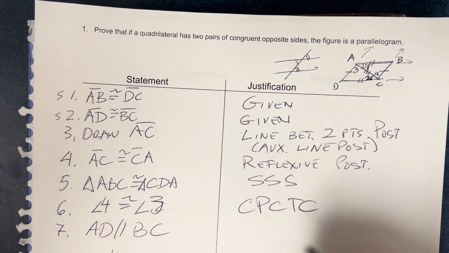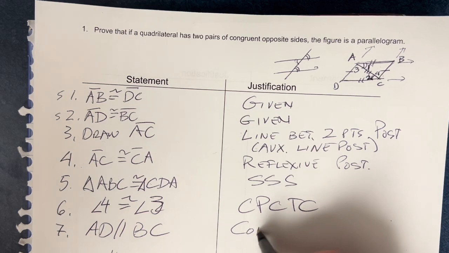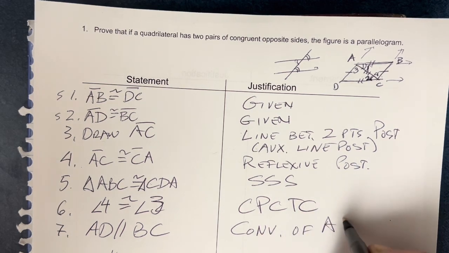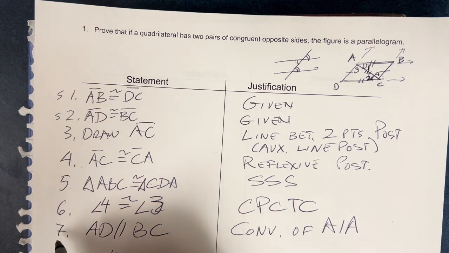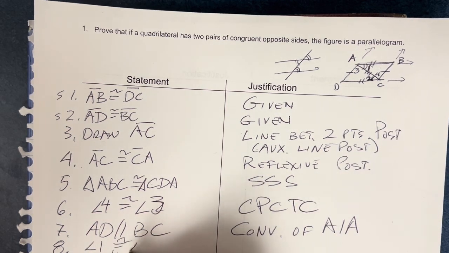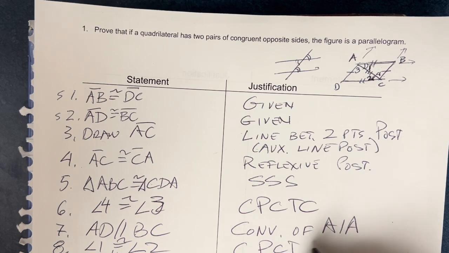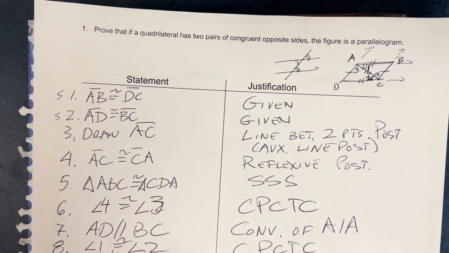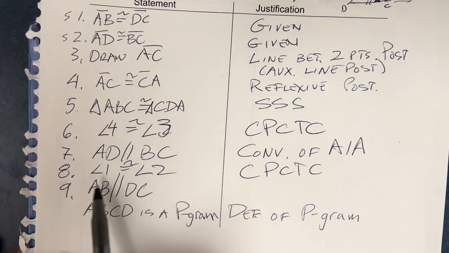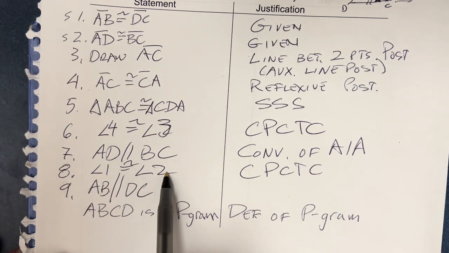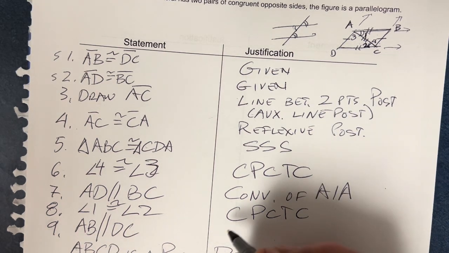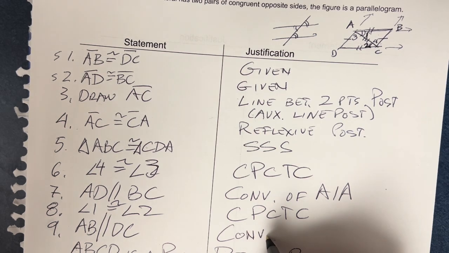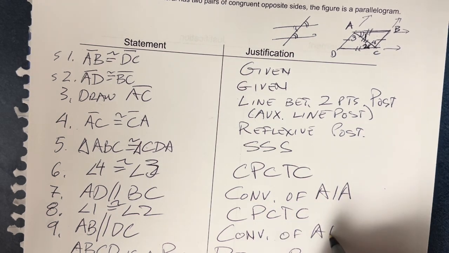to BC, and that is the converse of AIA. Shown the alternate angles are congruent, so that means the lines are parallel. So now step number 8 is going to be that angle 1 and angle 2 are congruent, and that's CPCTC, and then step 9 is the lines, whoops, I've gone off the page. I've said now that angle 1 and angle 2 are congruent because of CPCTC, and then these are parallel again because of the converse. You're going in the reverse order, the converse of AIA.